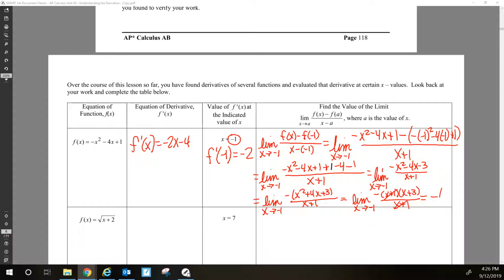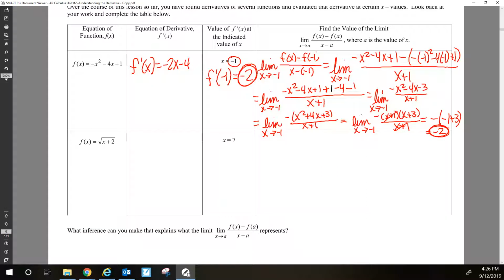So minus negative 1 plus 3. This is 2 times negative 1. This is going to be negative 2. Notice this guy here is the same thing that we said here. So we said the derivative at negative 1 is negative 2. And when I find the limit, the value of a limit at this one point, it is also coming out to negative 2. Coincidence? I think not.